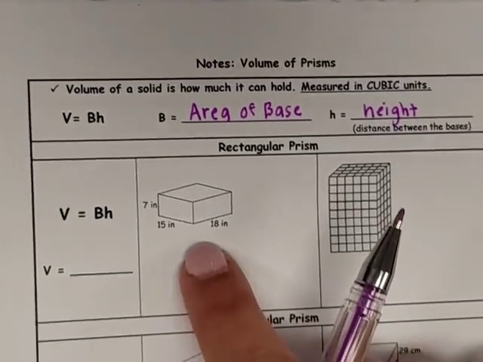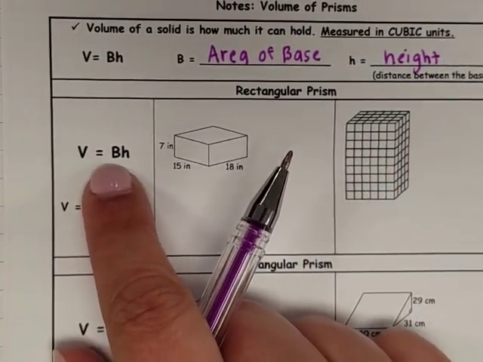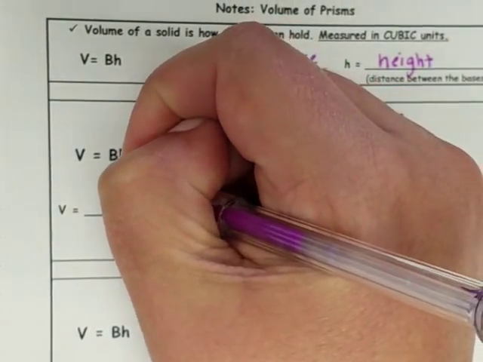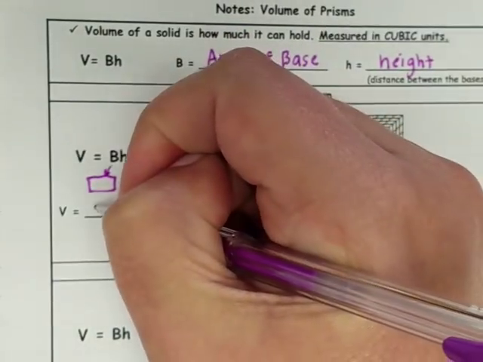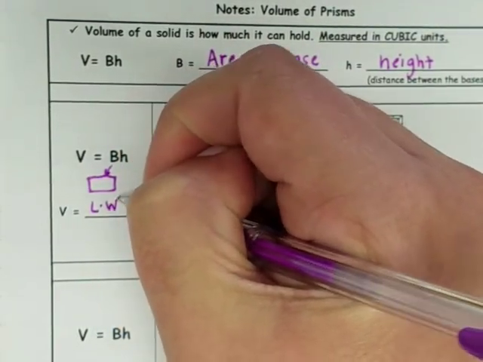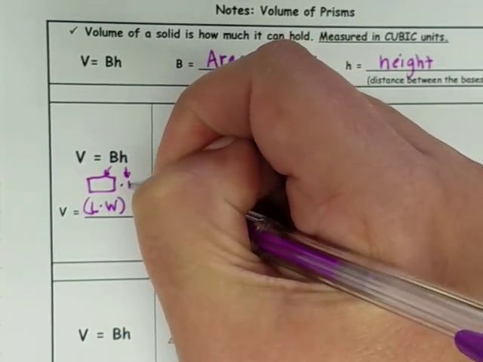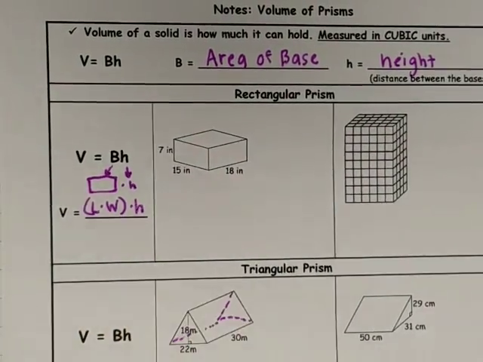So we're going to go ahead and get started with our rectangular prisms, which you are familiar with. Volume is big B times H, and the base is a rectangle. A rectangle has the formula length times width, so length times width is the big B. Then we just bring down our height, and that's where you get length times width times height.